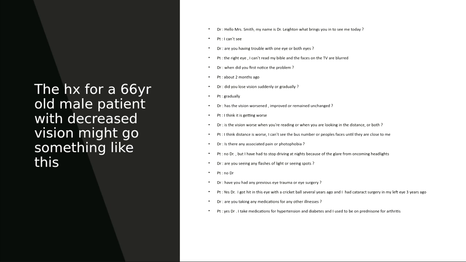And then you'll have to ask, when did you first notice the problem? So you want to have an idea of the timing, onset, and the duration. And then you ask, did you lose vision gradually or suddenly? That's very important. It helps in the diagnosis. Patient says gradually. Has the vision worsened, improved, or remained unchanged? I think it's getting worse.